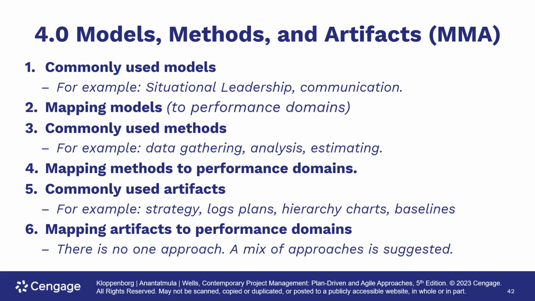You have commonly used artifacts. An example of that would be strategy, logs, plans, hierarchy charts, baselines. Then we have mapping artifacts to performance domains. There's no one approach. Ultimately, a mix of approaches is suggested. Okay, and when you think about this, a model is just a thinking strategy. A method is a means, and an artifact is just a template, a document, or output, or deliverable.